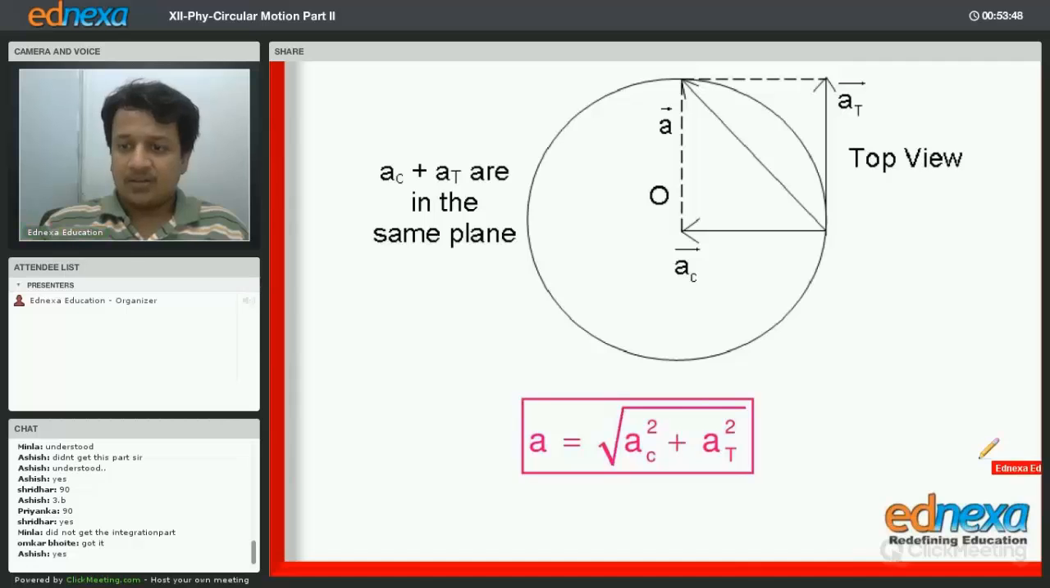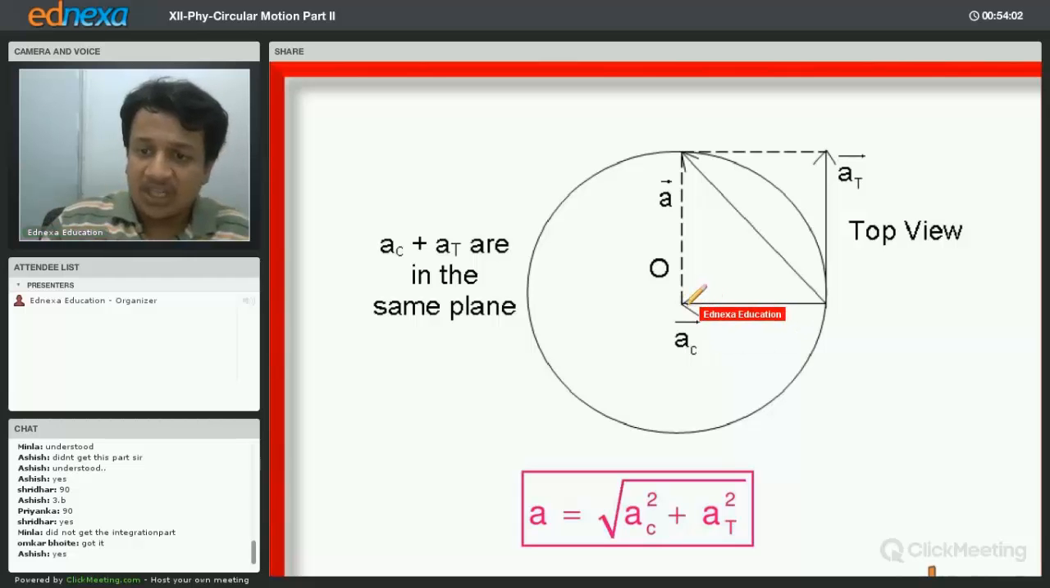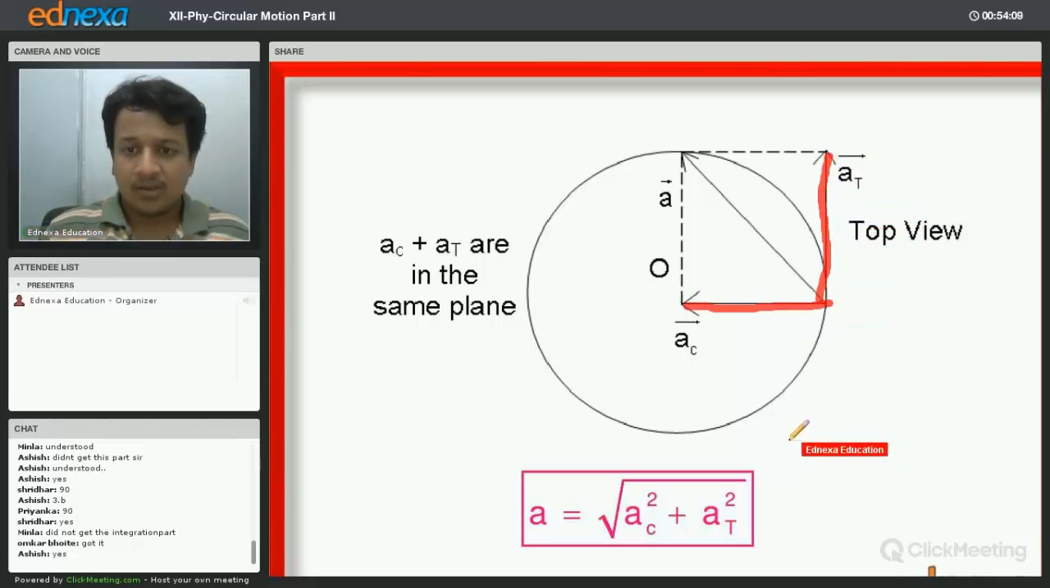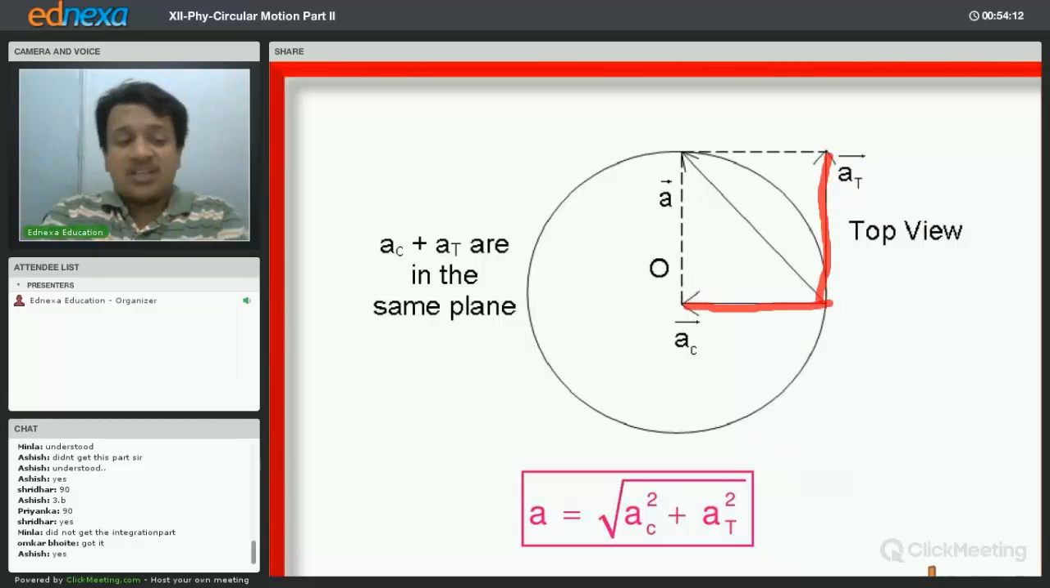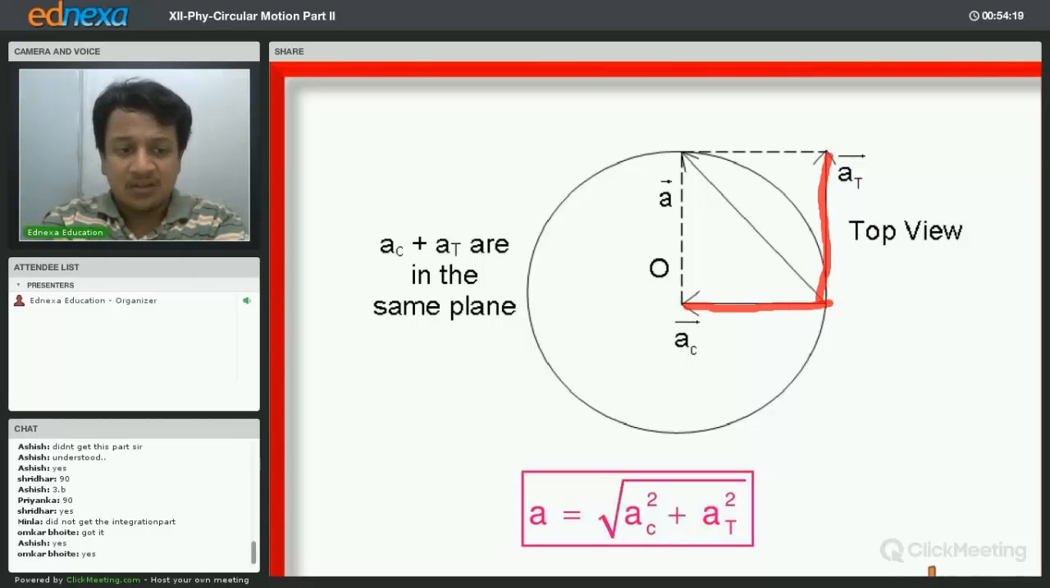Suppose the motion is not UCM, not uniform circular motion. If it is not UCM, then also there is centripetal acceleration, and there is tangential acceleration. So both accelerations are present at a time. When both accelerations are present at a time, can we find the resultant acceleration? Yes, we can. How can we find the resultant acceleration?